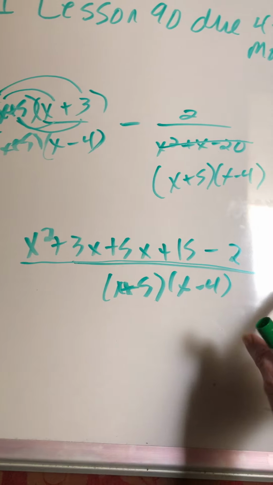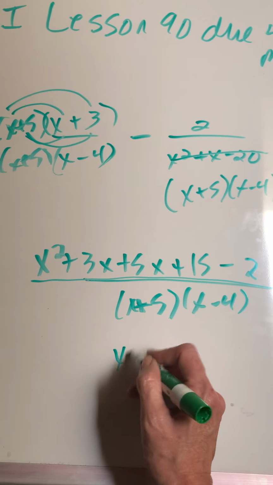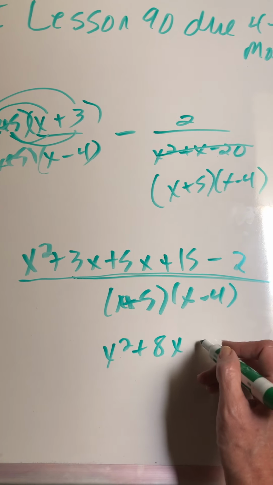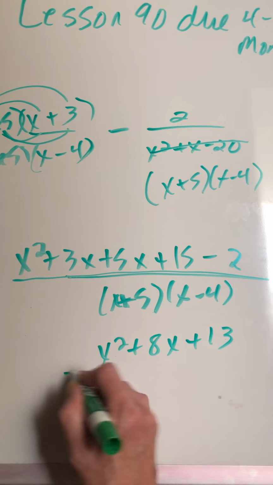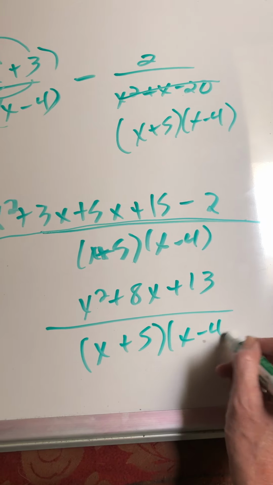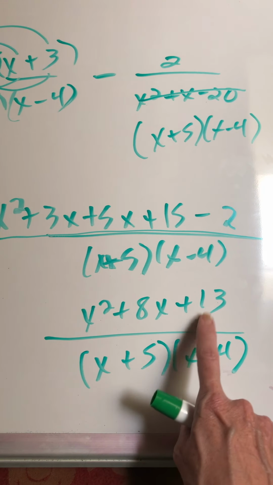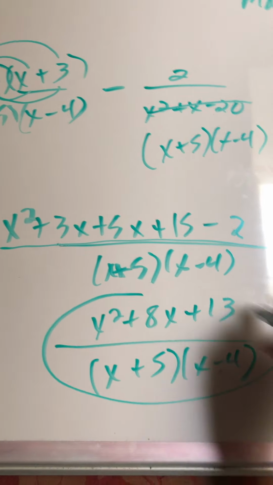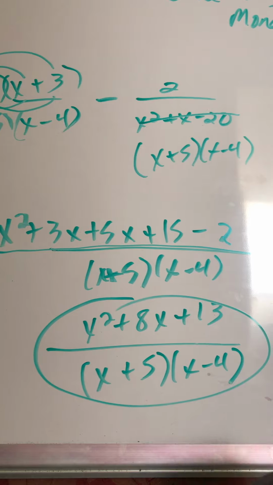And then we combine like terms. So x squared plus 8x plus 13 over x plus 5, x minus 4. We can't do anything else because this doesn't factor. Otherwise, we try to factor that numerator and cancel what we can. Okay?